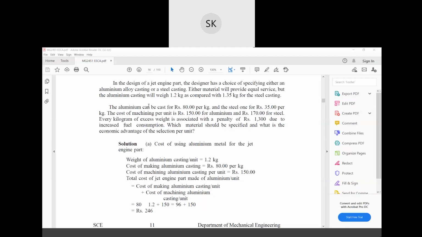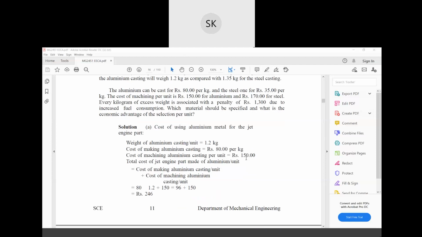Now the total cost of the jet engine part made of aluminum per unit will be the summation. The weight of one unit was 1.2 kg, so it will be 1.2 into 80, which gives the cost of making the aluminum casting per unit. Here it will be multiplication, plus 150, so it will give you 246 rupees.